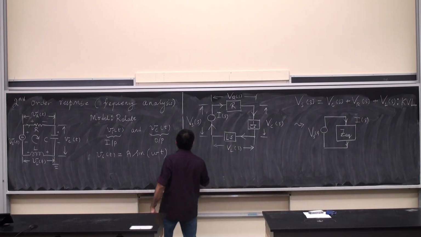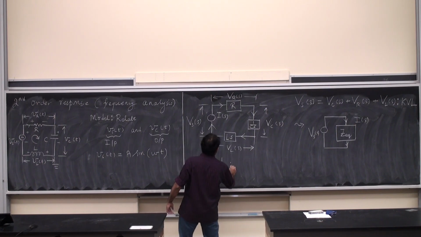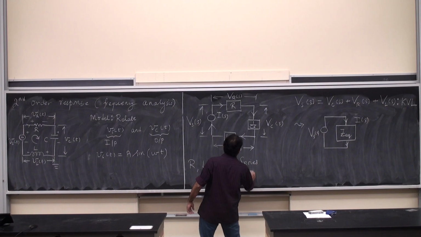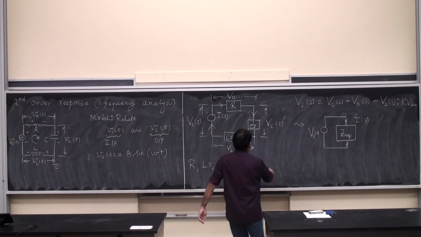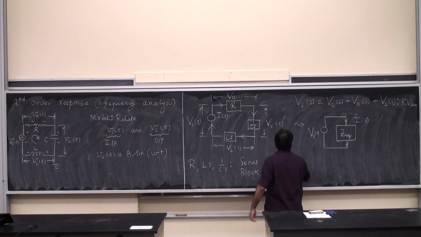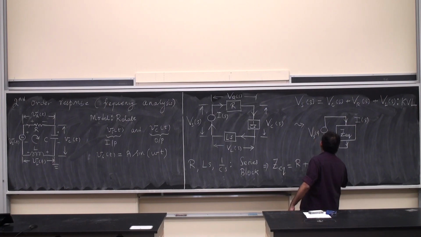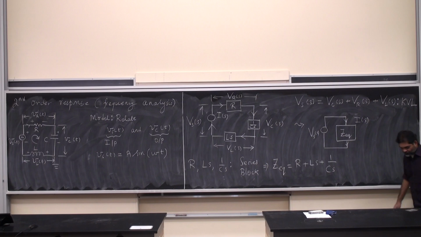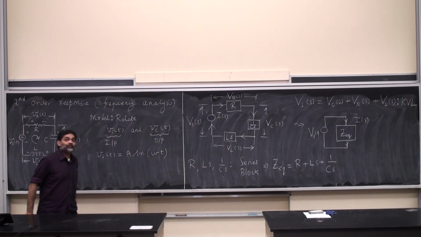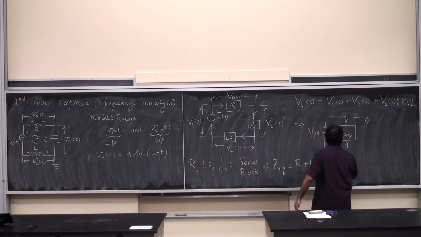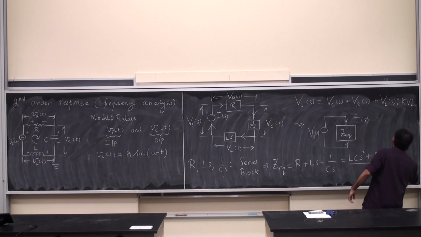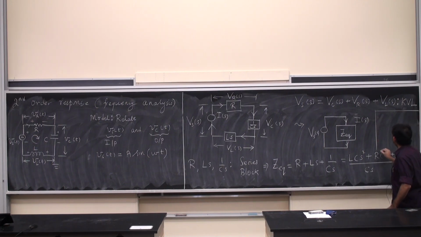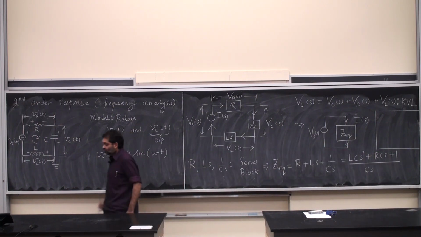R, Ls, 1 by Cs in series. And so obviously Z equivalent is the sum of all of these: R, Ls, 1 by C times S. Common denominator takes Cs, multiply throughout, I get the following, starting from the largest to the smallest order. So I have the equivalent impedance, great news, nothing surprising there.